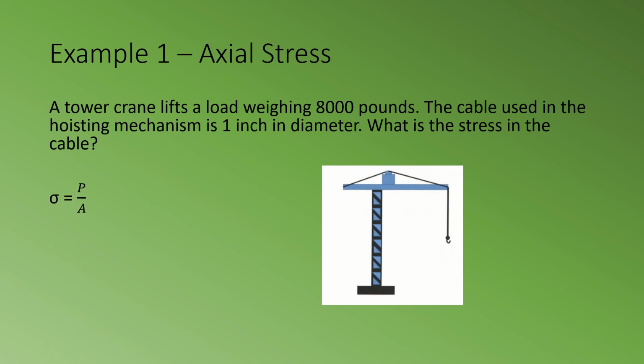As the area is that of a cable, we will need to use the cable's area formula, which is pi over 4 times the diameter squared. When we plug everything in, we get 8,000 pounds divided by pi over 4 times 1 inch squared. When we get the final answer, it is 10,186 pounds per square inch.